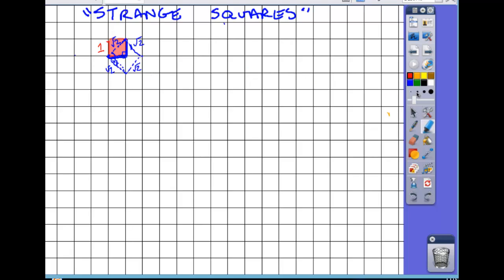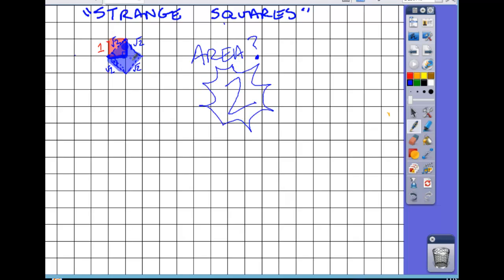Okay, so big question now. I fill in my square. What's the area? Give you a minute to think about that. What is the area of this square? Thought long enough? Okay. Well, if you figured it out, the area is 2.